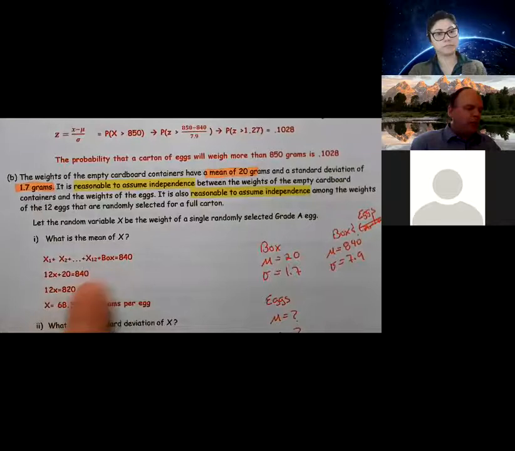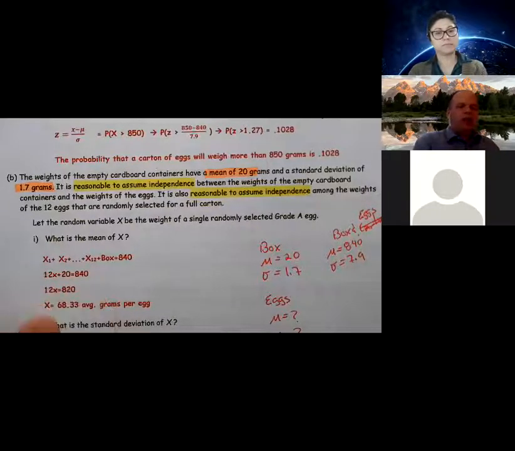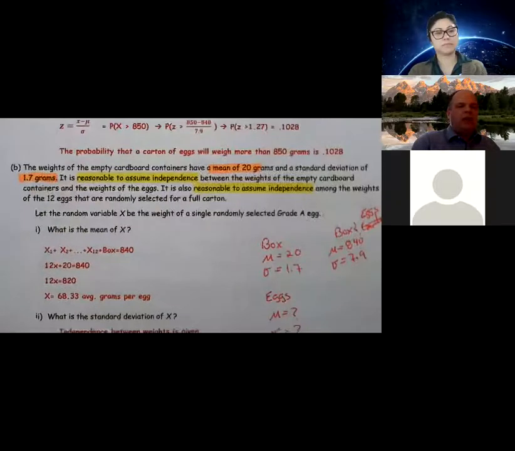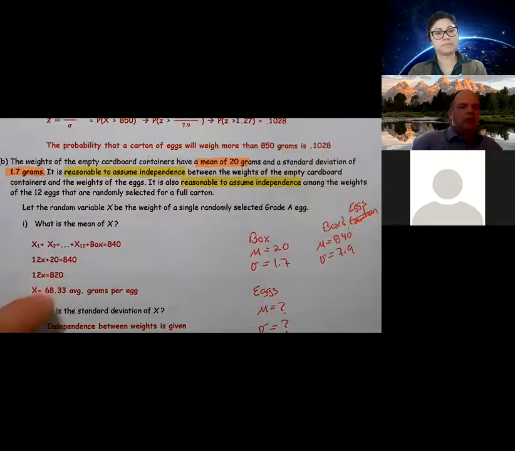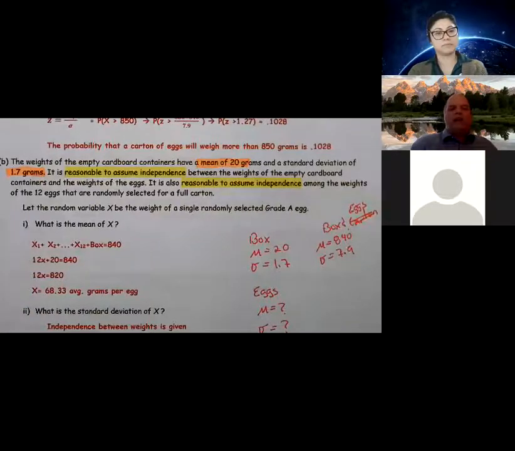They tell me the box weighs 20, and I have 12 eggs. So egg 1 plus egg 2, etc. So 12x plus 20 is 840. I subtract and get 820. I divide by 12, and I found that on average, 68.33 is the average grams per egg. So on average, I would expect a single egg to weigh about 68.33 grams.